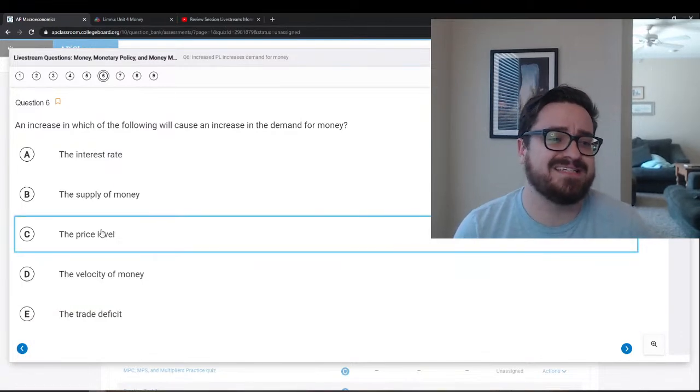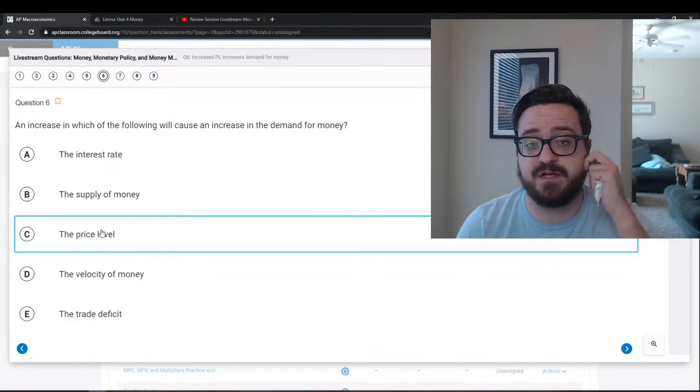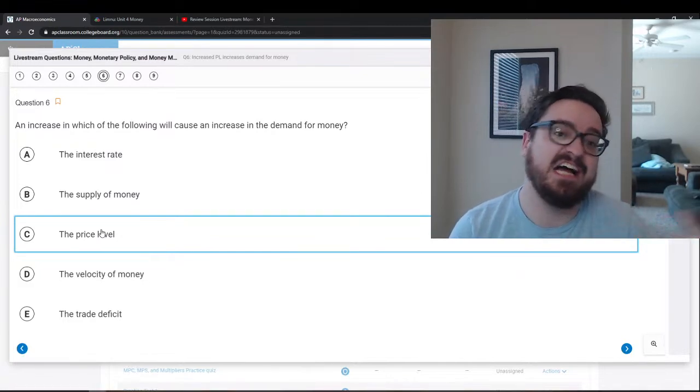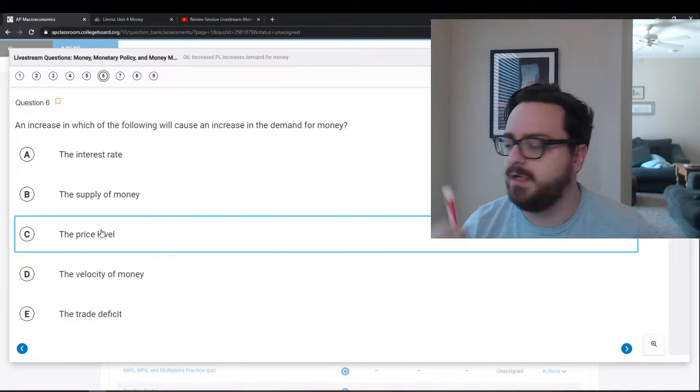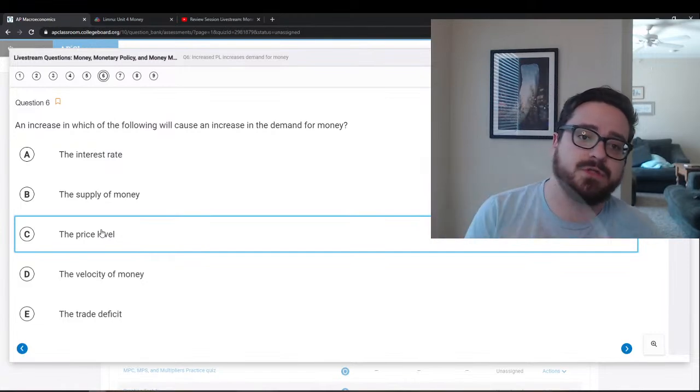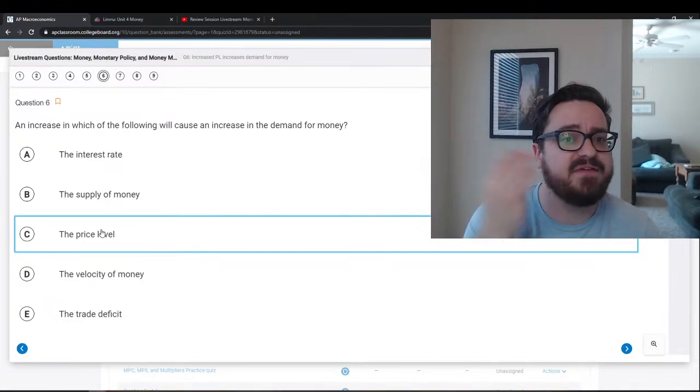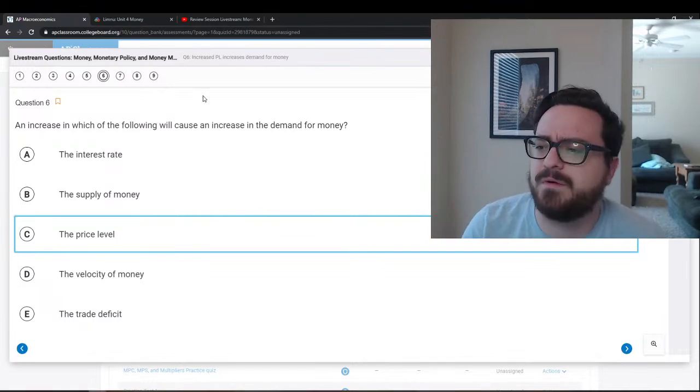Price level is the only one that is clear-cut 100% of the time definitely going to work. Because if things are more expensive, I will straight up need more spendable cash. I will carry more cash in my pocket. I will have a larger amount in my checking account out of my savings. Because everything's more expensive, I'm just going to need more.